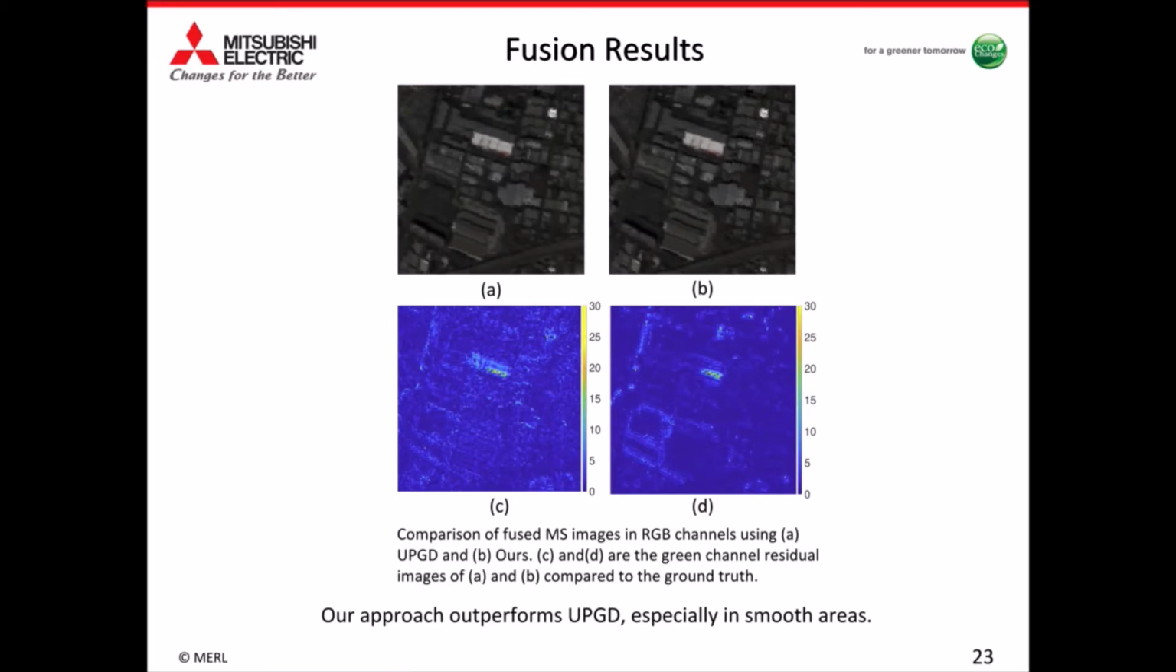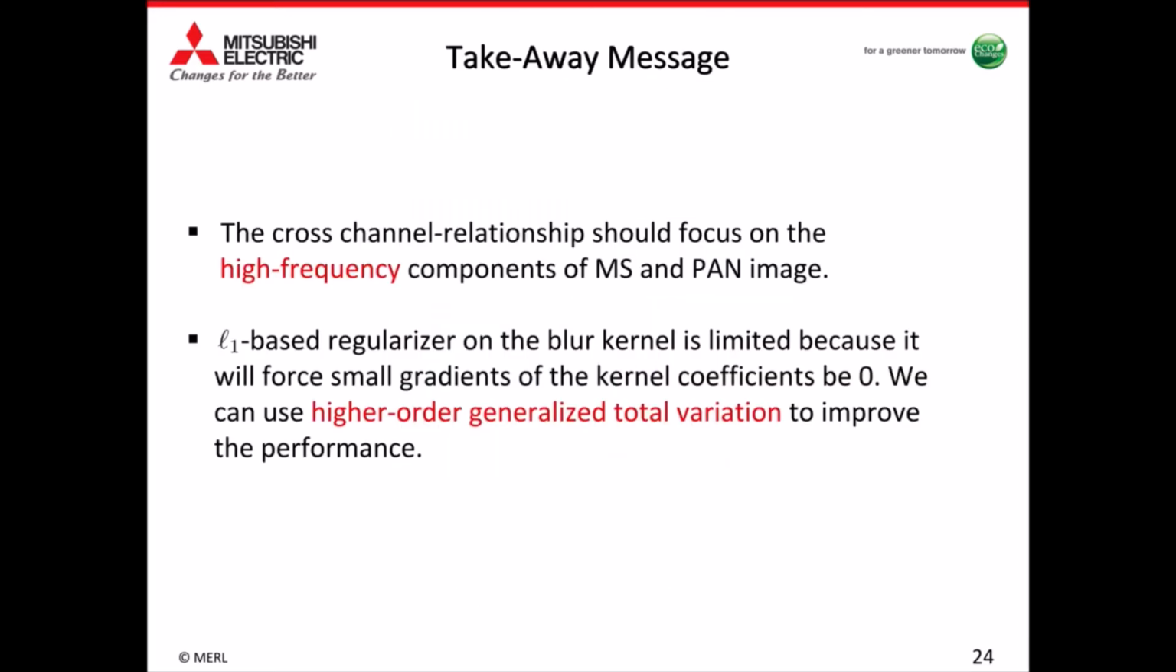So in conclusion, our paper proposed a novel blind pan-sharpening approach that uses a local Laplacian prior to regularize the cross-channel relationship and uses second-order generalized total variation to regularize the blur kernel. They both offer impressive performance, and when combined for blind pan-sharpening tasks, we generate results with state-of-the-art performance in terms of visual quality and average PSNR.